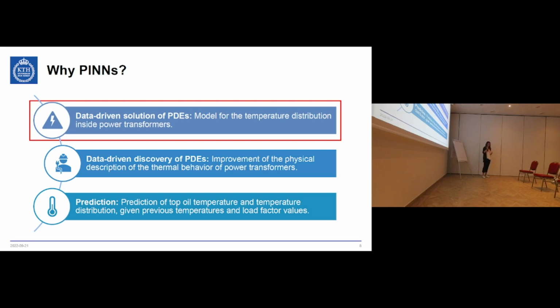We have data, so we want to calibrate the parameters, fitting them to the measurements that we have. In this case, it would be to improve the physical description of the thermal behavior of the power transformers. Finally, an addition that I think is very relevant in this area is prediction, because PINNs are based on machine learning. So it is important to exploit their usage here as well, to predict future values of the temperature given previous temperature and load factor values. The red part should appear now, and this is the one I will mainly talk about. We are investigating the second and third parts as well, but that is still a work in progress.